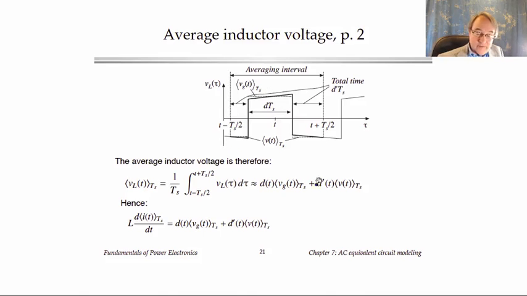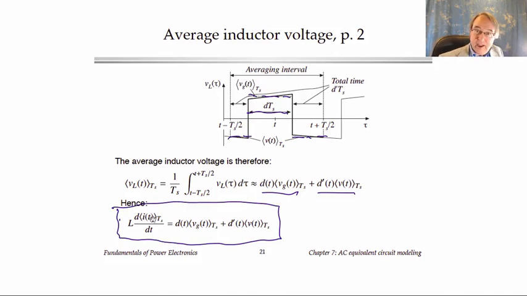And that's the assumption that is made with a small ripple approximation. Here's the same diagram. With that assumption, then, the average inductor voltage is D times this average Vg for the D interval, plus D prime times the average V, both there and there, add up to a total net time of D prime Ts. And so we get D prime times the average V for the second interval, and therefore L times the derivative of the average inductor current is D times the average Vg plus D prime times the average V.